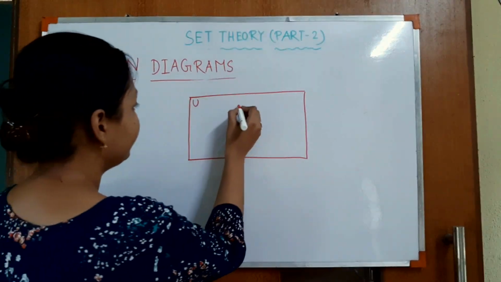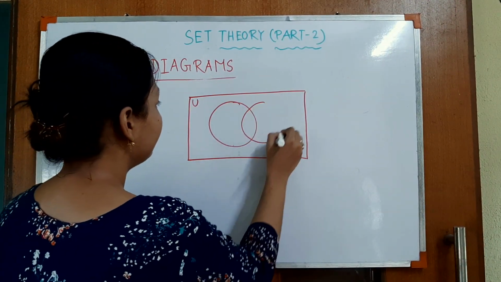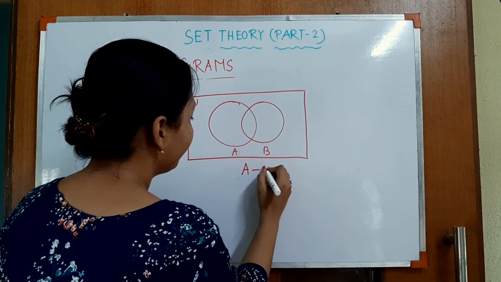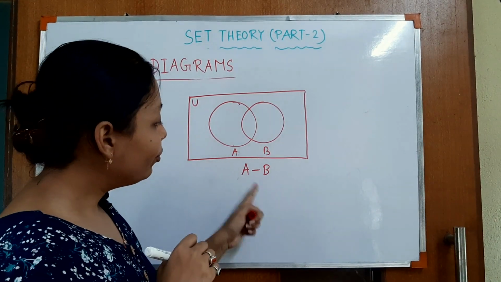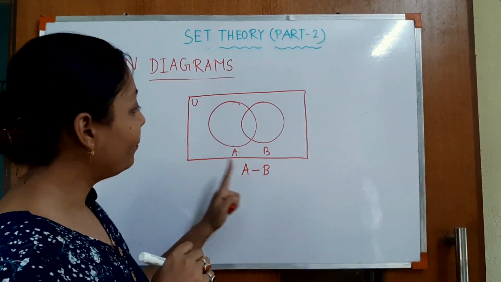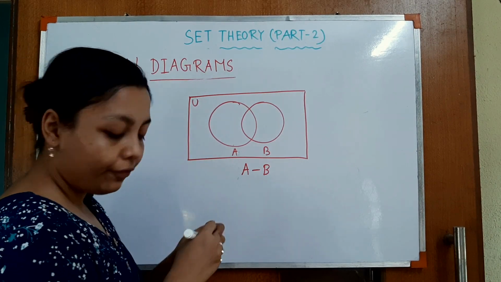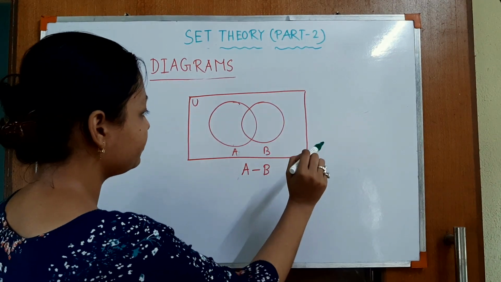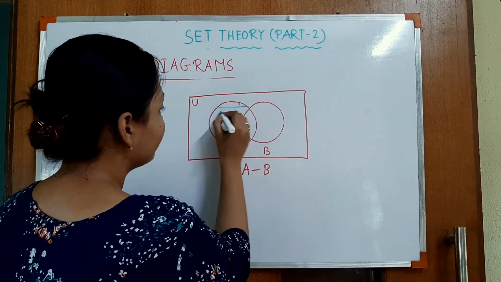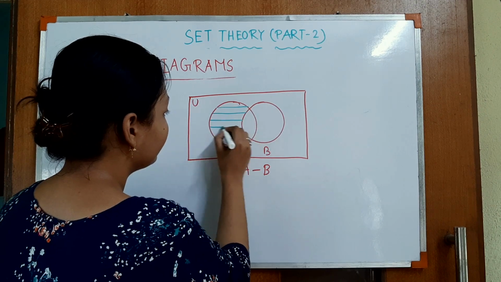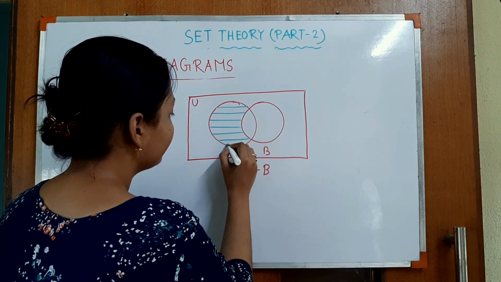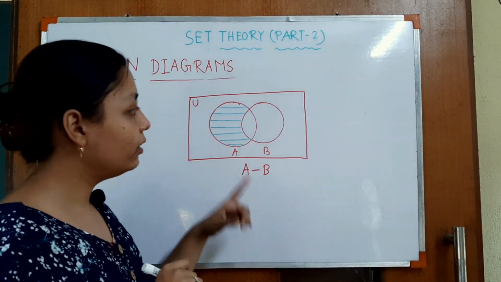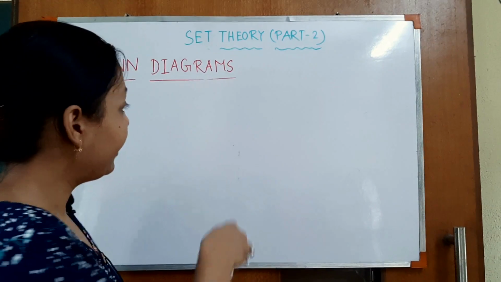Next, this is the universal set. These are two sets A and B, and the relation between A and B is A minus B. That is, remove the part of B from A. If we remove the part of B from A, then the shaded portion is this. This is the Venn diagram for A minus B. Okay, note it down.